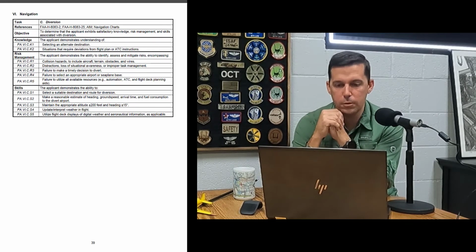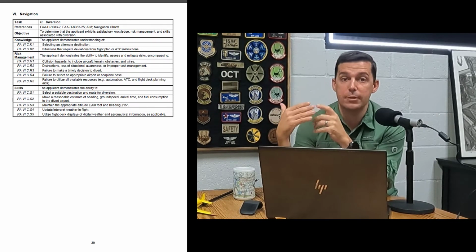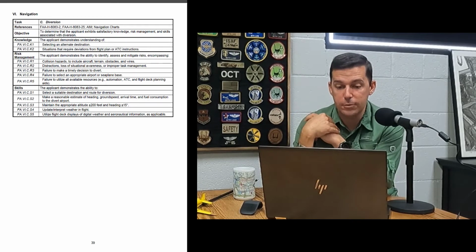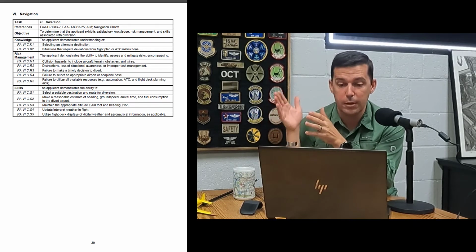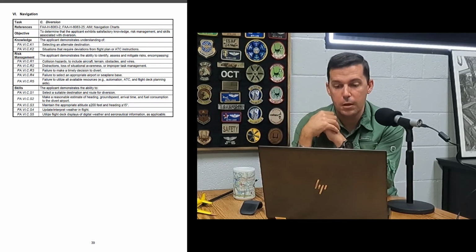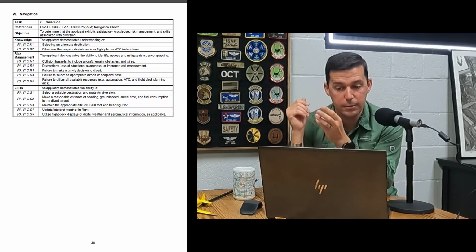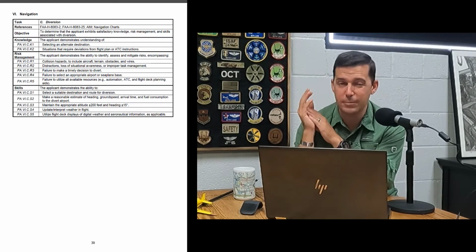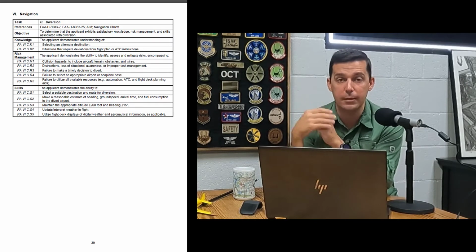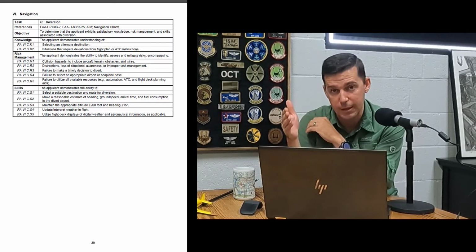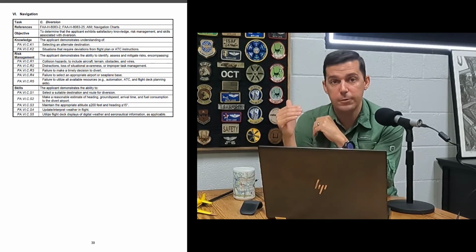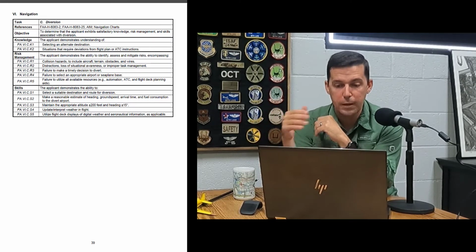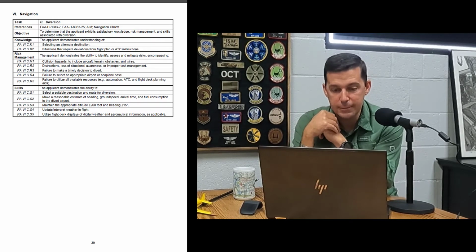Diversion. All right, so again, this is going to be part of our scenario where I'm going to give you some sort of scenario that's going to cause you to divert. So select a suitable destination and route for diversion. Make a reasonable estimate of heading, ground speed, arrival time, and fuel consumption. That's something that I'll ask for directly in the plane after I ask you to divert. I'll say, all right, give me a heading, time, distance, and fuel consumption to the airfield that you're deciding to divert to. Maintain appropriate altitude and heading.